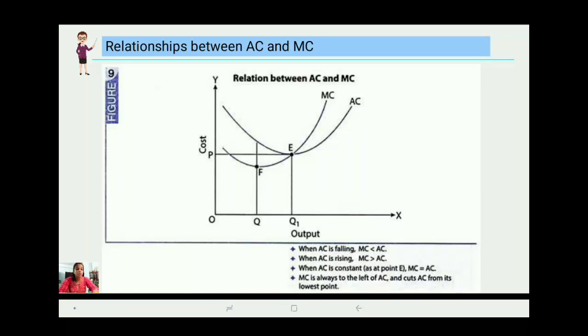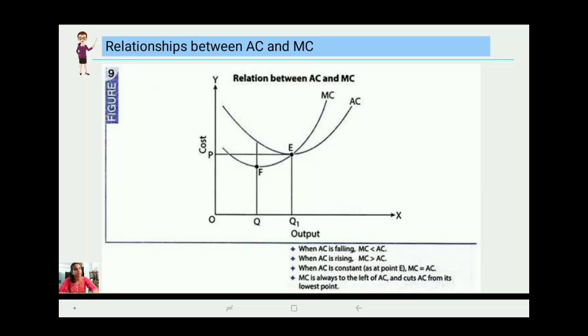When average cost is constant, or we can say at point E, it is constant or it is minimum. When average cost is constant or minimum, at that point MC is equal to AC. So at point E, you see marginal cost is intersecting the average cost. That means marginal cost always intersects or passes through the minimum point of the average cost.